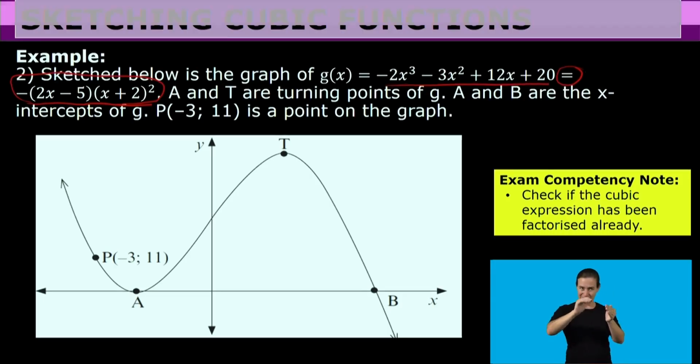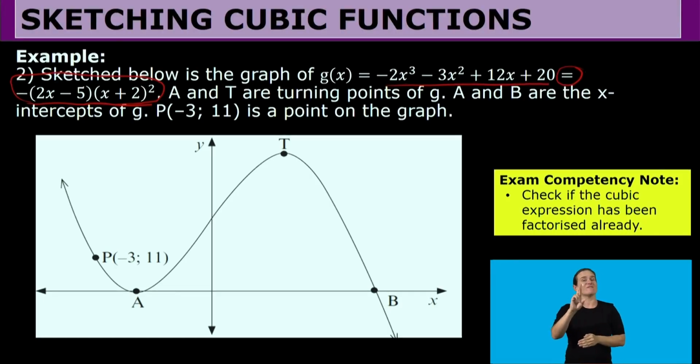We already have brackets. Sometimes what you might see in an exam is you don't even see this part. You simply get that the graph of g of x is equal to -1 times 2x minus 5 times x plus 2 squared. And from that stage, you already need to recognize that this cubic expression has been factorized. That is extremely important because it reduces the amount of steps and working out that you need to do. Okay, let's focus on our graph now.